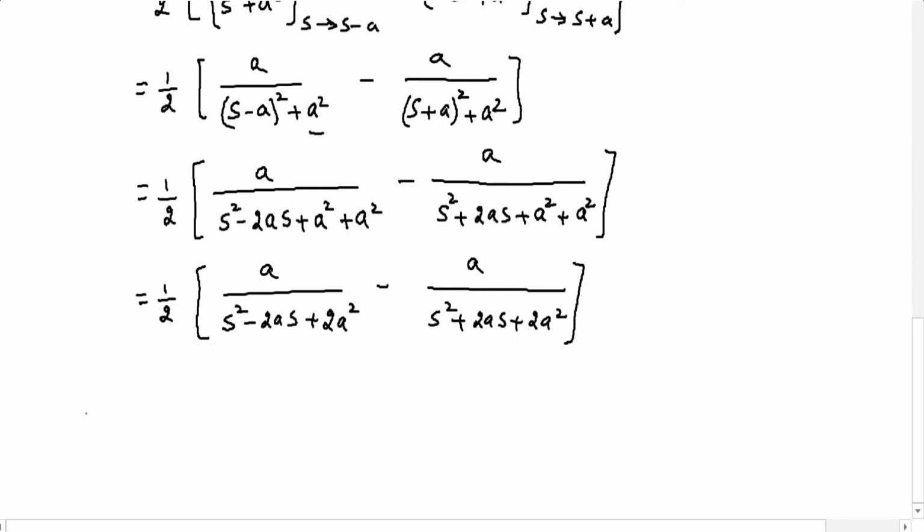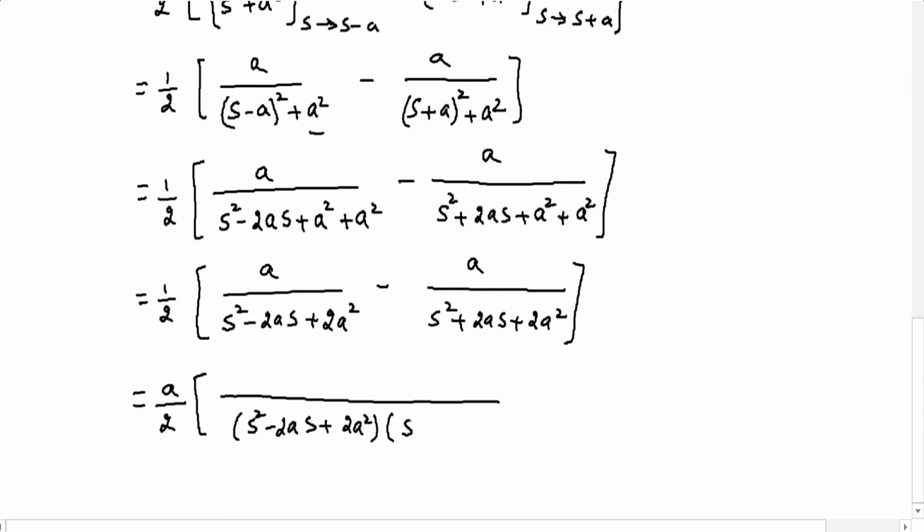So you can take the value of a common outside, divided by this 2, and simultaneously I will be taking the LCM also over here. So the LCM in this case is a square minus 2as plus 2a square, the first term. The second term, a square plus 2as plus 2a square. That's the LCM. You need to just cross multiply this expression.